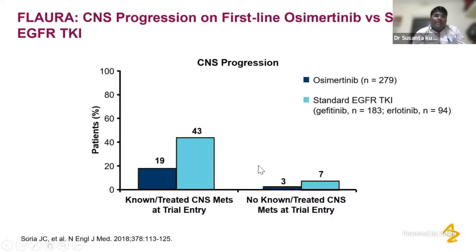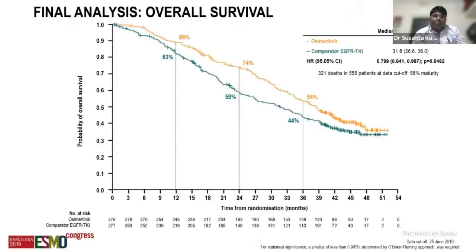So here, the CNS progression rate: the osimertinib group included 279 patients. Here we see the progression is more in the standard EGFR TKI group compared to the osimertinib group. So the CNS progression rate is more with first-generation TKI.